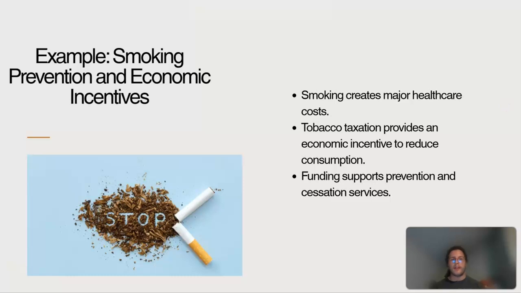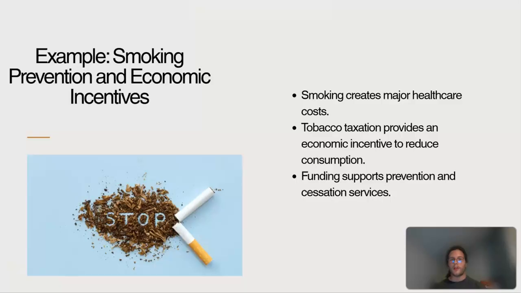An example of this is smoking prevention and how that relates to economic incentives. Smoking creates major healthcare costs. In Ireland, tobacco taxation provides an economic incentive to reduce consumption. Here, taxation on tobacco products, namely cigarettes, is very high. The purpose of this is to incentivize individuals to stop smoking as a result of the cost associated with it. The idea is that funding supports prevention and cessation services.